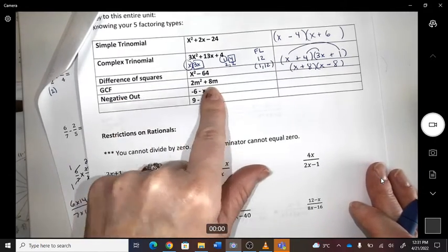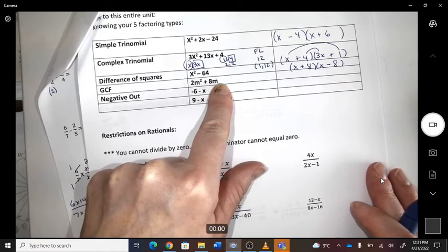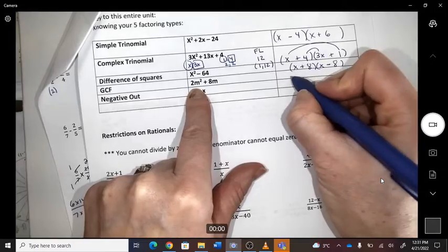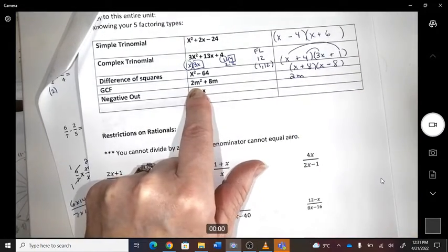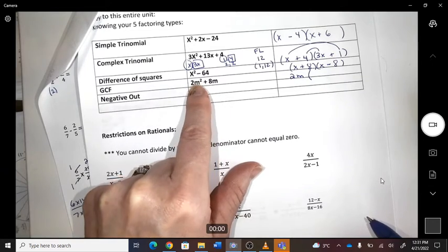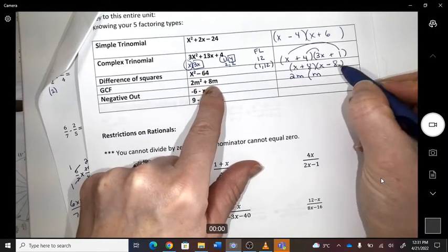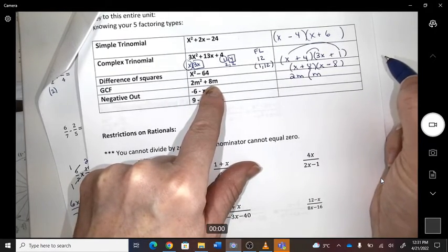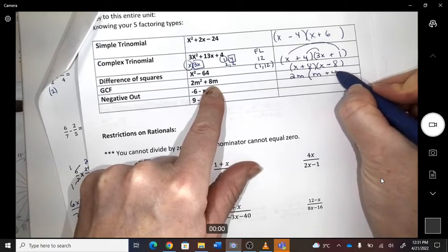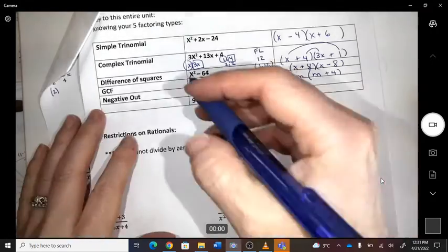Okay, GCF, so I'm taking out something that's common. So this and this at most are divisible by 2m. Now, a bracket, what's left? 2m gets divided, so m. Divide by 2m, plus 4. Okay, so these were the 4 that we've done.